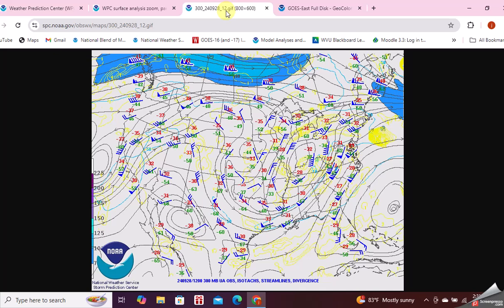Here is our current 500 millibar map. Actually 300, excuse me. So we have our jet stream well to the north, right? And here's a jet streak. A jet streak is just a stronger wind blowing in the jet stream. These are what trigger extratropical cyclones. Well, why would they trigger them?